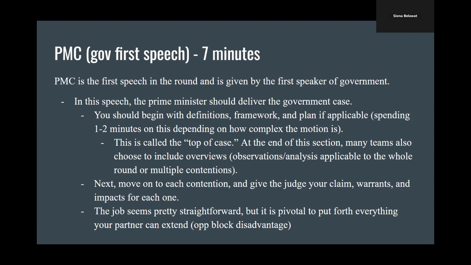As we already saw, the op is going to have a 12-minute block. They're going to be speaking for 12 minutes straight, and the judge is really going to be zoned in to what they're saying. The only time the prime minister speaks is the first and the last speech, where you barely have any avenues to create new arguments, right? So you should be really, really careful with what you're saying, and really intentional with everything you're doing in the first speech.